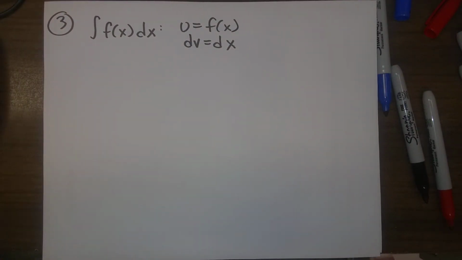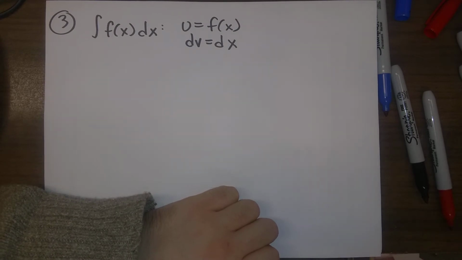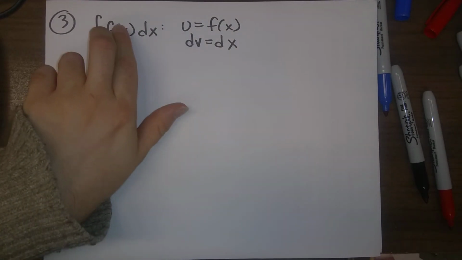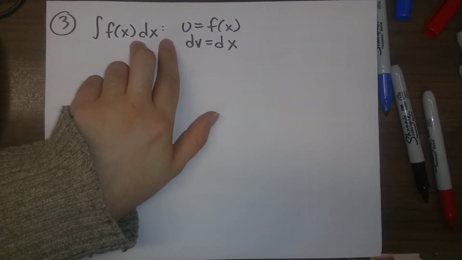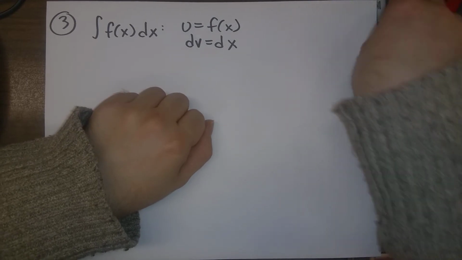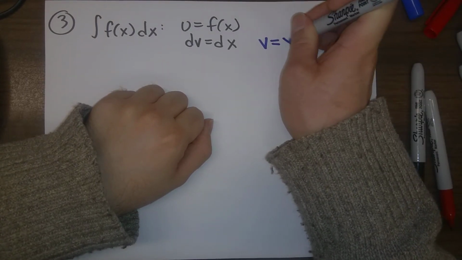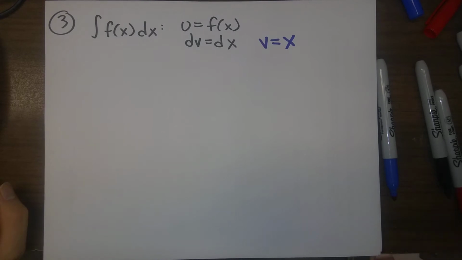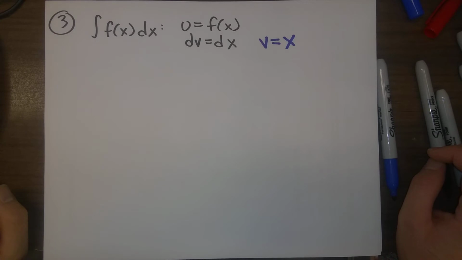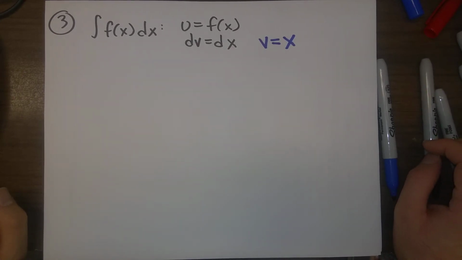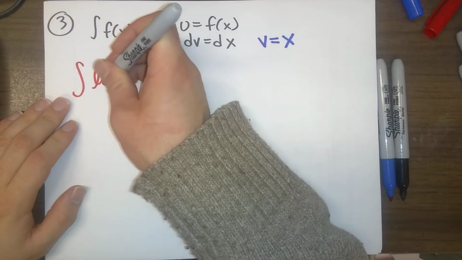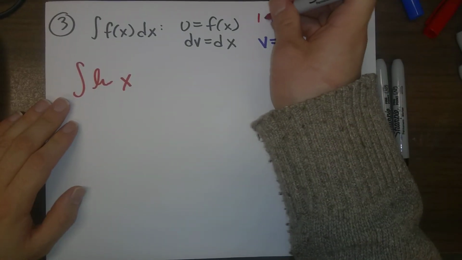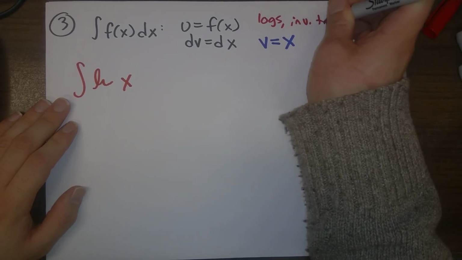A third special case is sometimes the way to think of our product is u is the entirety of this function f of x, and dv is just dx. So in that case, v would equal x. This comes up in a couple of special cases, in particular when you're dealing with something with logs or with inverse trig functions. So this trick is good for logs and inverse trig.